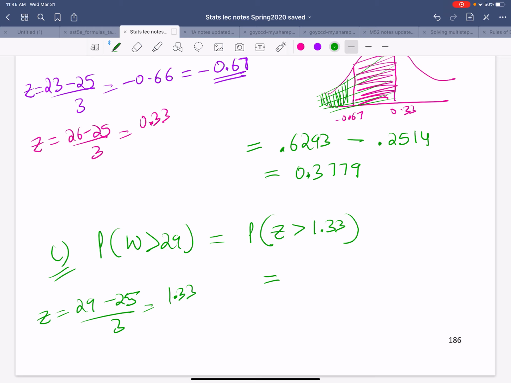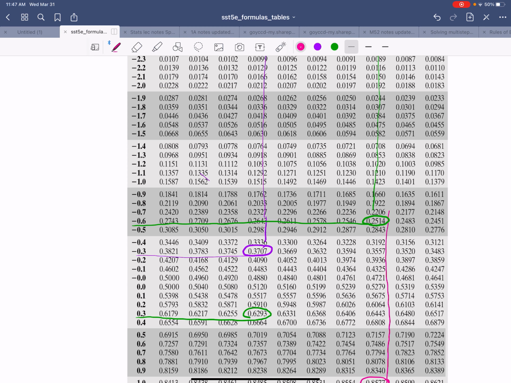Okay, be clever, be smart. Your table only gives you area to the left, so we know the entire area is 1. The total area under the normal distribution curve is 1. So we can subtract the area to the left. We can do 1 minus area to the left. That would give us the area to the right.